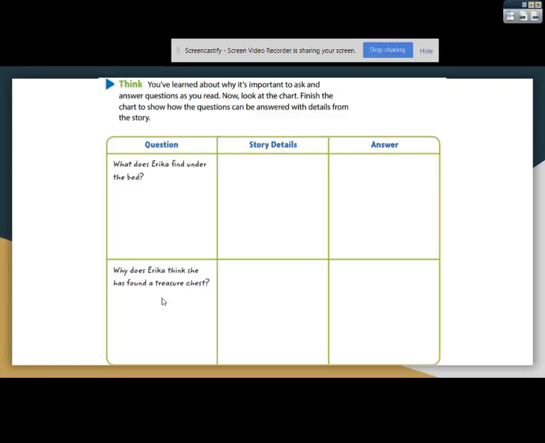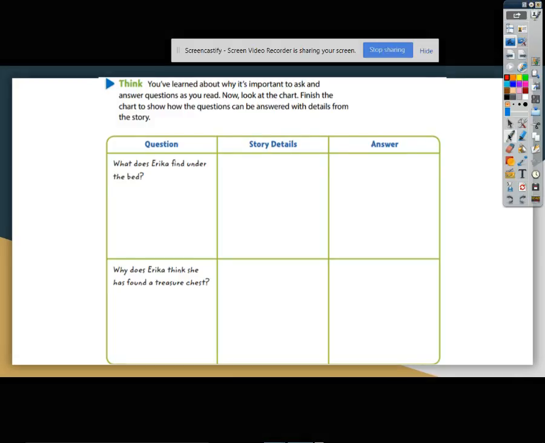And you have the next page, page 79. You've learned about why it's important to ask and answer questions as you read. Now you're going to look at the chart and finish the chart to show how the questions can be answered with details from the text. So it already gives you the questions. It says, what did Erica find under her bed? So you can take a little short answer. Okay, so you know the answer.